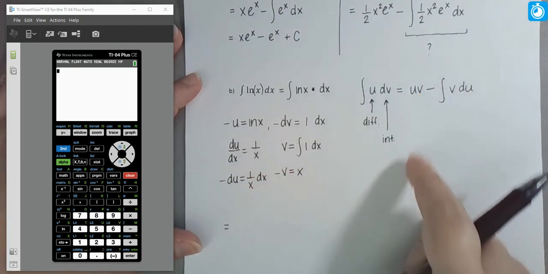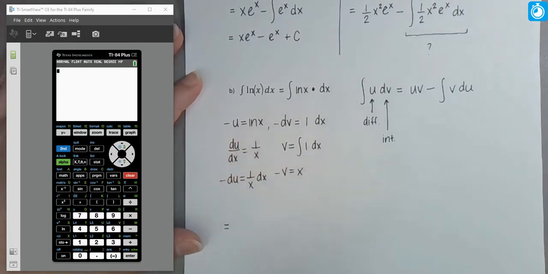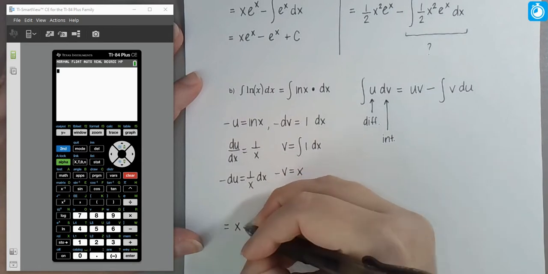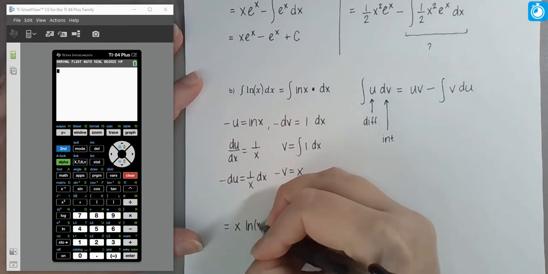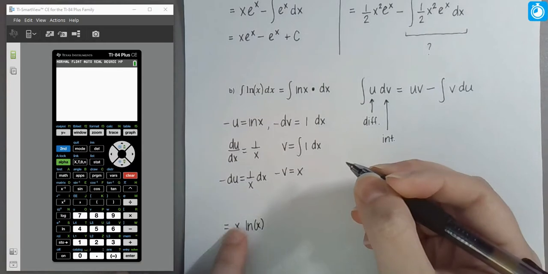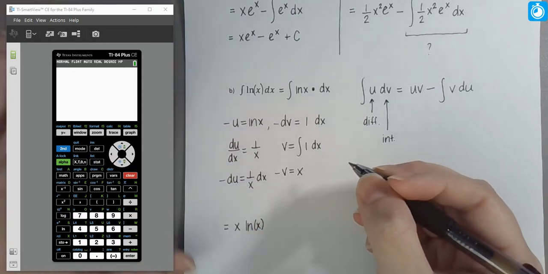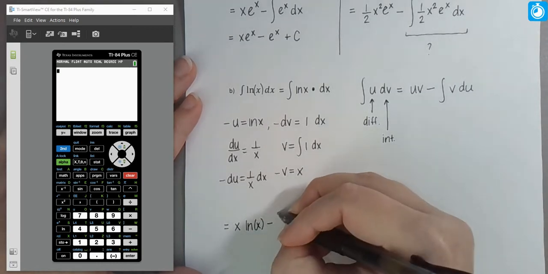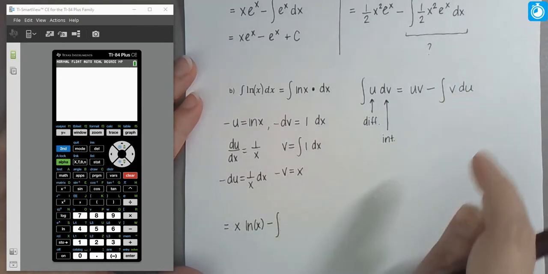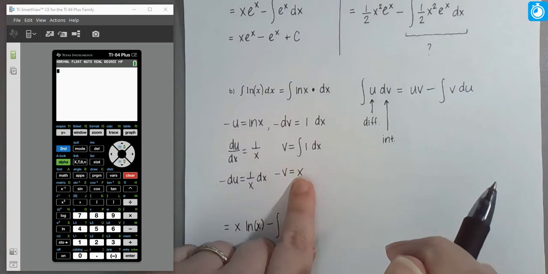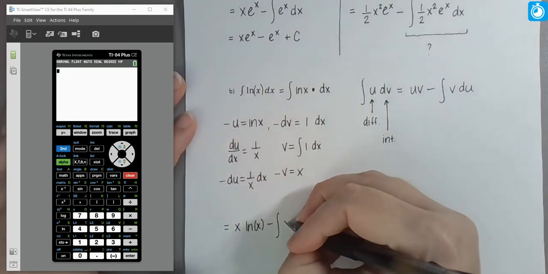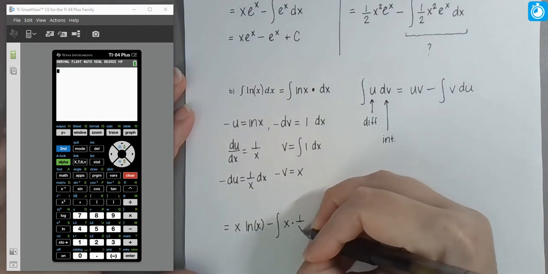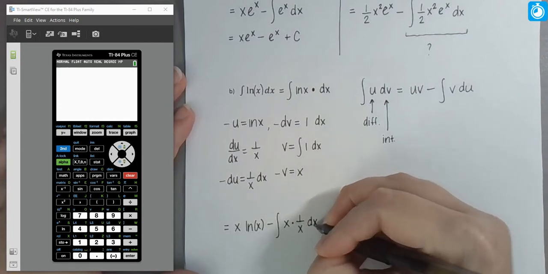So our u is now the natural log of x, and v is x. So the standard order there would be x times the natural log of x, just so that it's clear that they're multiplied and that it's not two x's inside our natural log. And then we are subtracting the antiderivative of v du. Well, v is now x, and du is 1 over x dx.